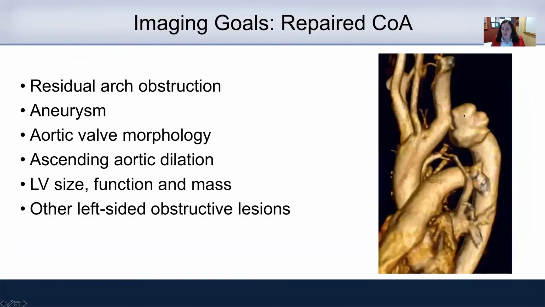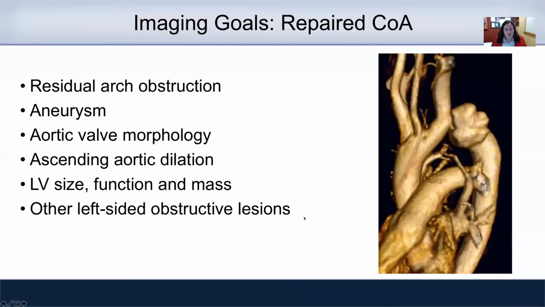This reformatted gadolinium enhancement image is just showing you a patient who had originally undergone a patchoplasty for coarctation. When you use Dacron patches, these are subject to becoming aneurysmal. And again, oftentimes echo cannot see this area well, so this is where our MRI can be incredibly useful.